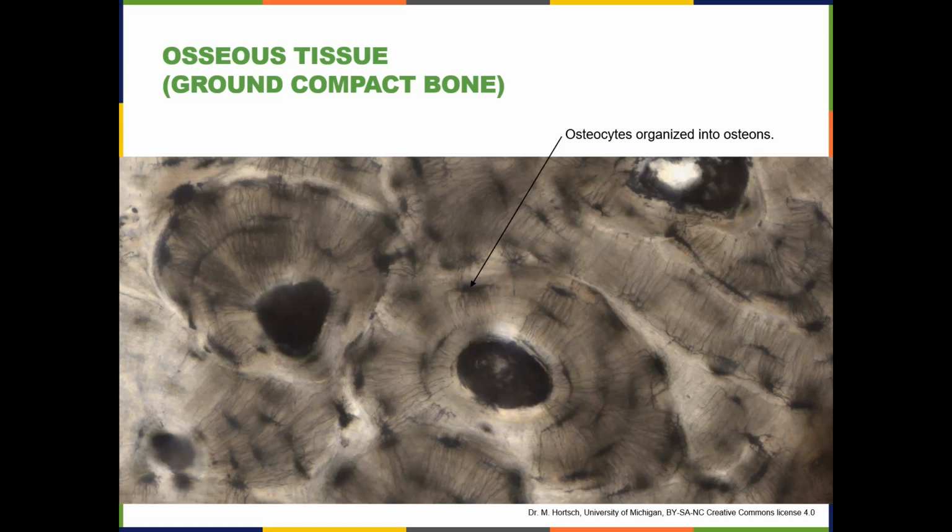The function of bone is to provide structure for the body and protection. And the bones of the skeleton are the primary organs where this osseous tissue, bone tissue, is found. We'll study bone tissue in more detail as we study the skeletal system.